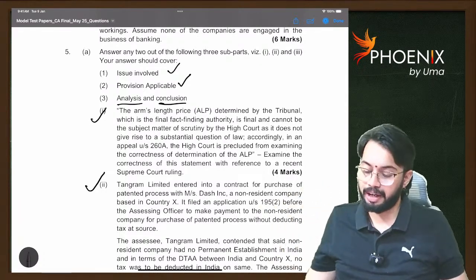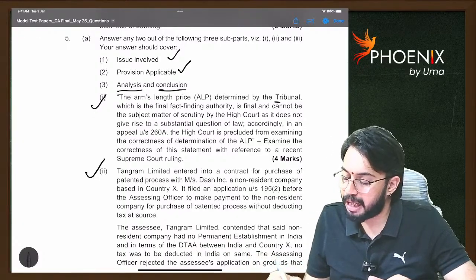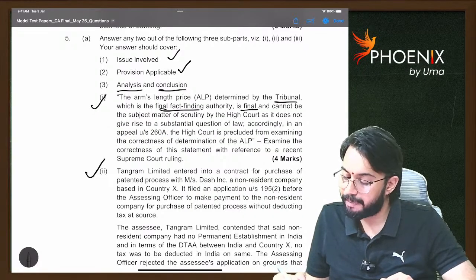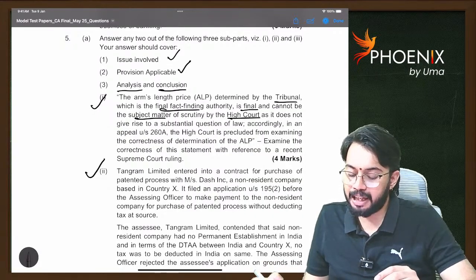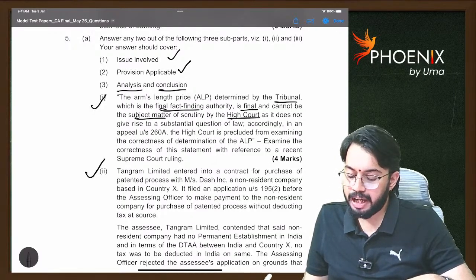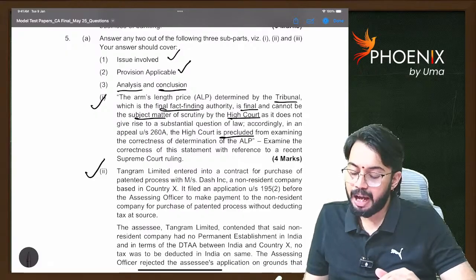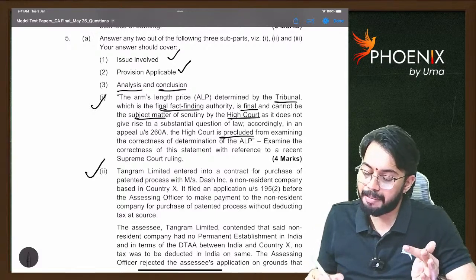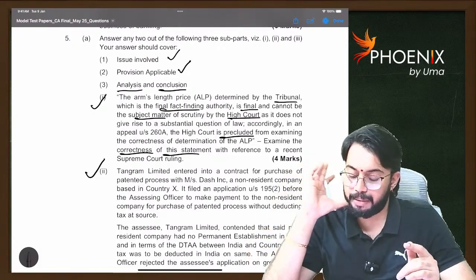We need to write. Now, first: arm's length price determined by tribunal, which is the final fact finding authority, is final and cannot be subject matter of scrutiny by High Court, as it does not give rise to a substantial question of law. Accordingly, in an appeal under section 260A, High Court is precluded from examining the correctness of determination of arm's length price. Examine the correctness of this statement with reference to a recent Supreme Court ruling.